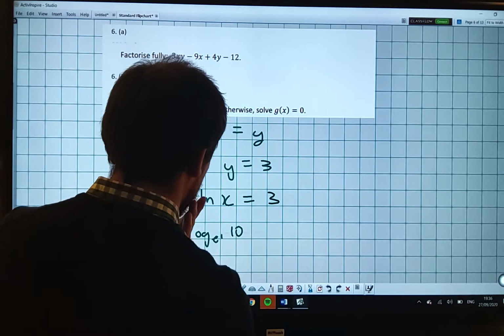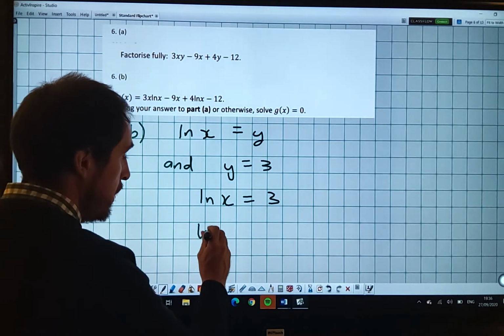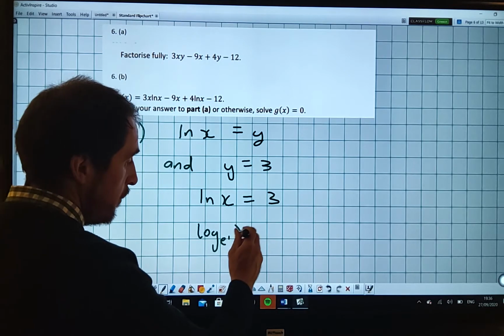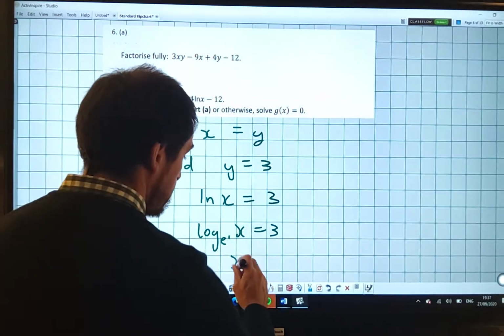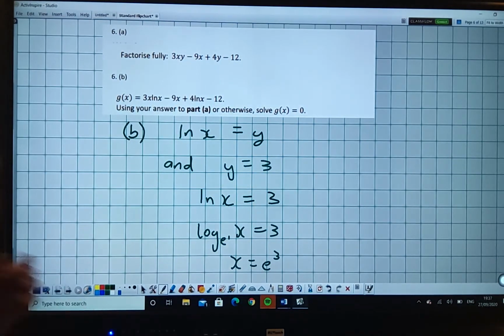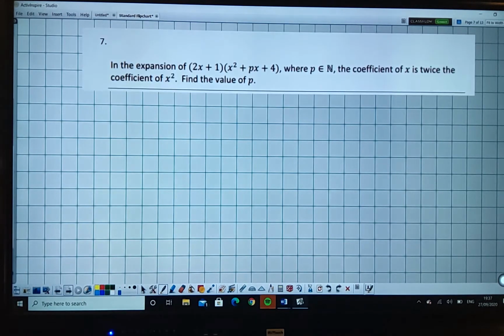So when you see the ln, people get confused with ln and what it means. What it just means is your logarithm to the base of the exponential e. So log base e of x equals 3. So to solve that then I can say x is equal to e to the power 3. And that's your answer there. Okay? So again, that's just log rules, but I will be dealing with that again.